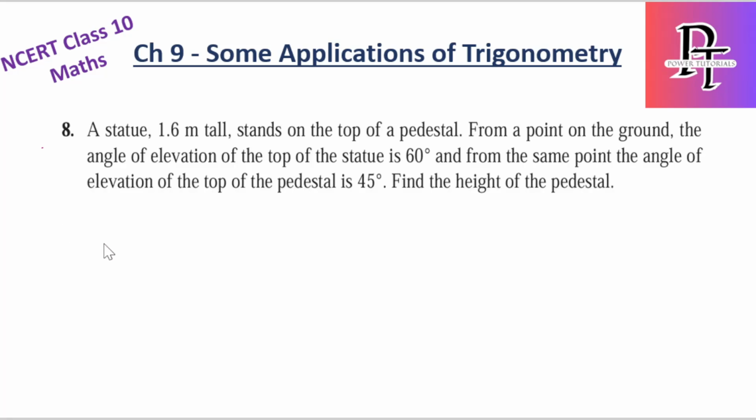A statue 1.6 meters tall stands on the top of a pedestal. From a point on the ground, the angle of elevation to the top of the statue is 60. From the same point, the angle of elevation to the top of the pedestal is 45. Find the height of the pedestal.